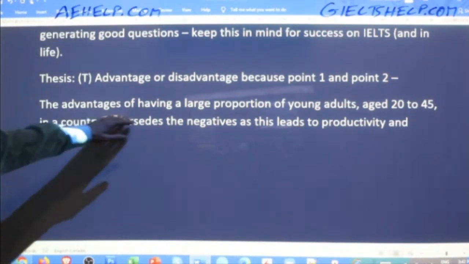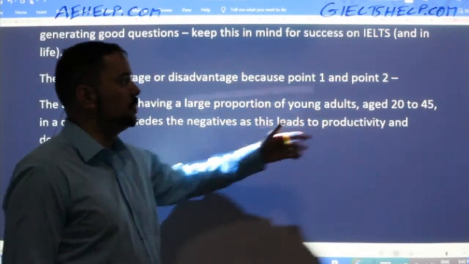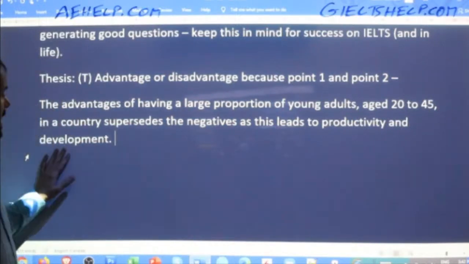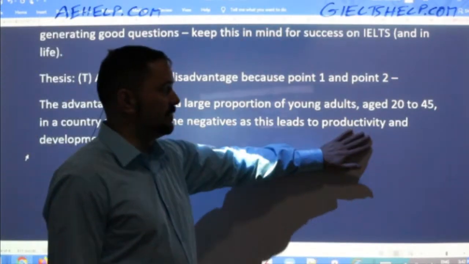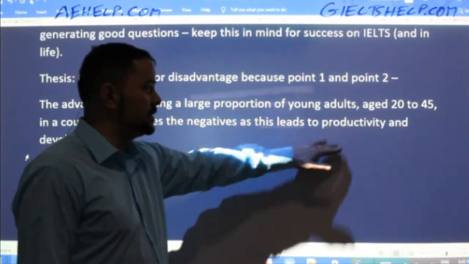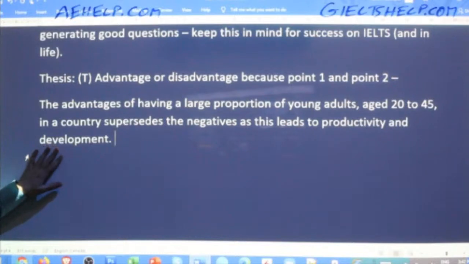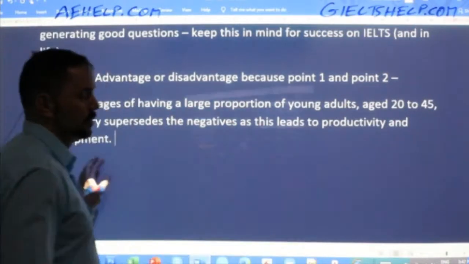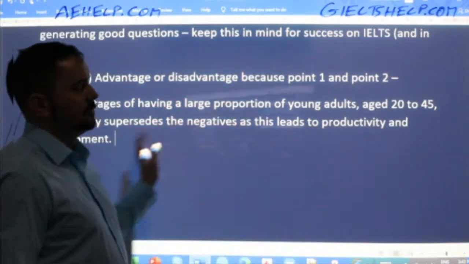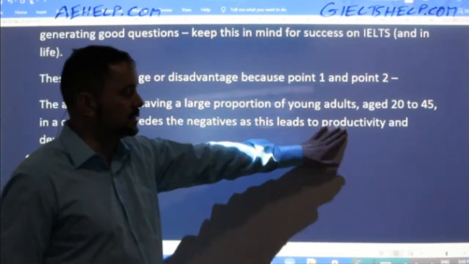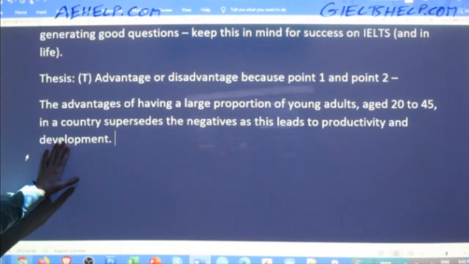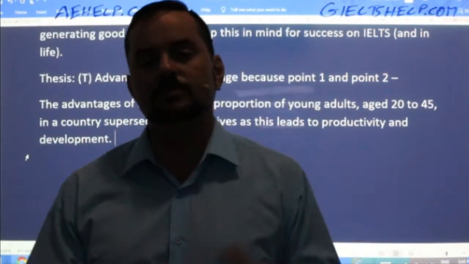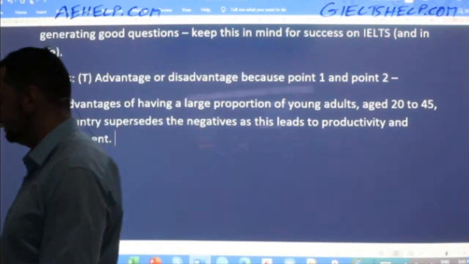So the advantages of having a large proportion of young adults aged 20 to 45 in a country supersede the negatives as this leads to productivity and development, okay? So productivity, able to give more services, produce more goods, and development means produce families and new technology, new innovation and information, okay? So productivity and development here are going to be two unique ideas in my body paragraphs, right? So productivity is simply products and services, and development is innovation, technology, and the next generation of families, right? Hopefully they'll have many more children so that nation can prosper and grow, all right? Okay. All right.